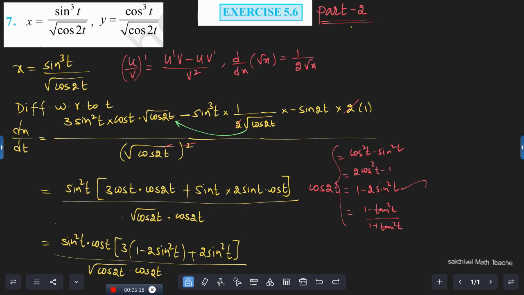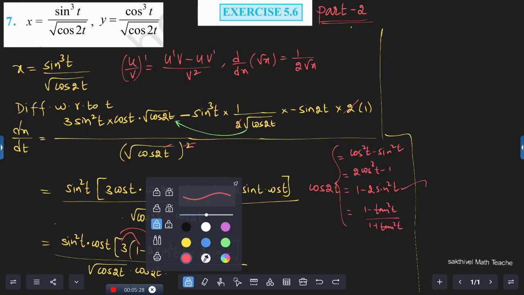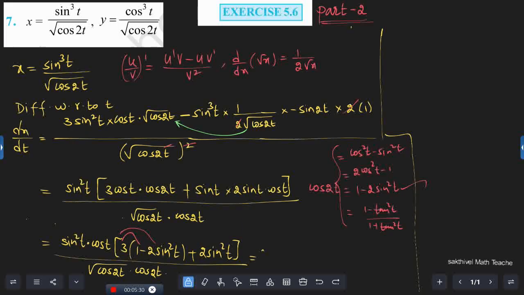What do we have here? Okay, so what is remaining? We'll see, children. The remaining is this 3. You take 3, multiply inside, 3 into 1, 3 into this. Like that you just multiply. What I'm getting here: sine square t into cos t is outside. After multiplying the 3 inside, 3 ones are 3 minus 3 twos are 6 sine square t plus 2 times sine square t, whole divided by square root of cos 2t into cos 2t.